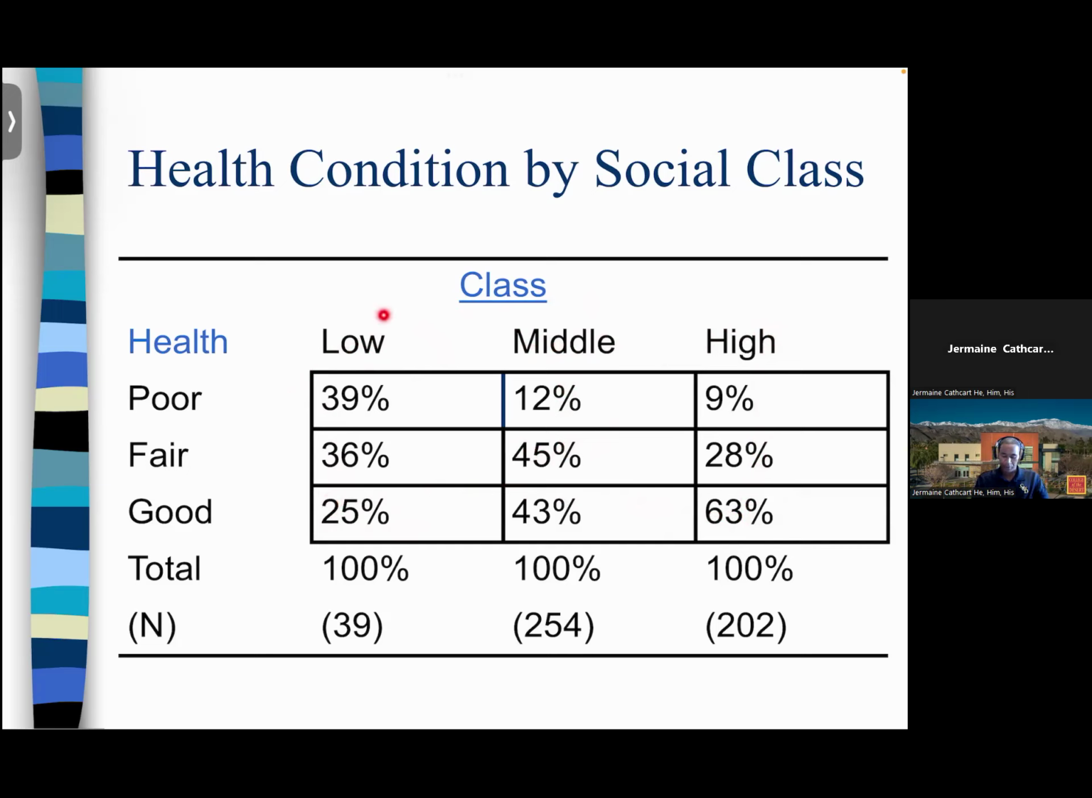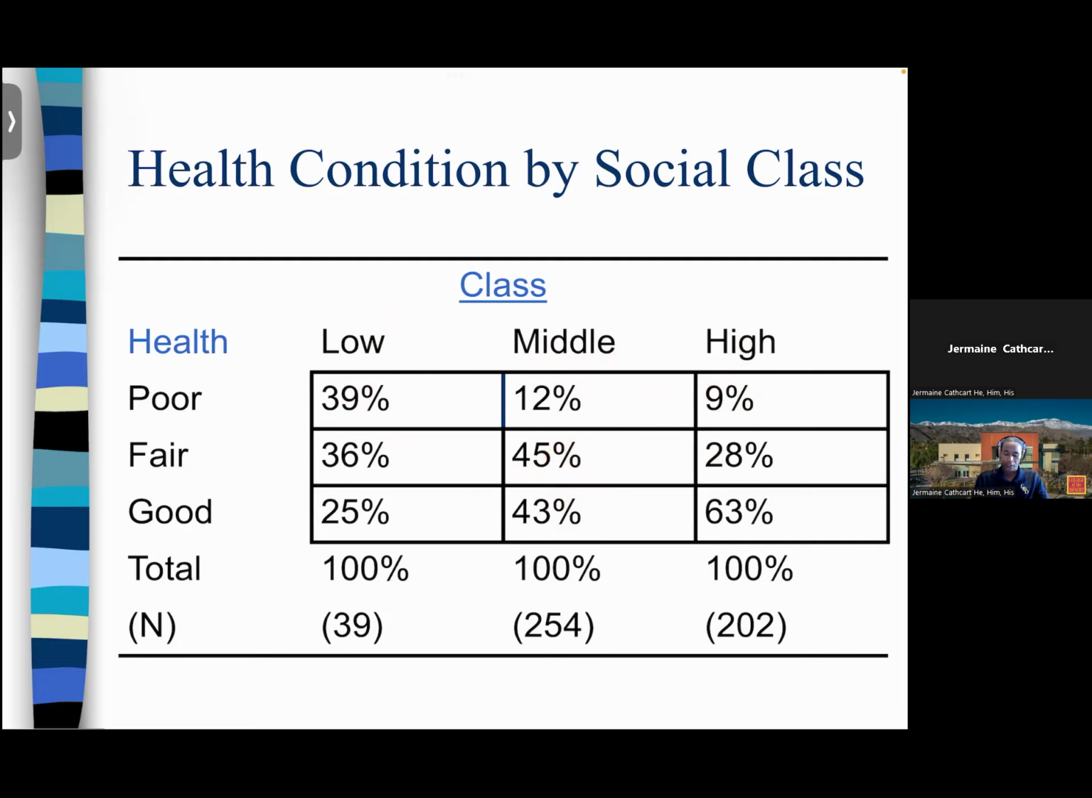Now, if we look at people in the lower class, 39% said they're in poor health versus people in the higher class, only 9% said that they're in poor health, right? That's a 30 percentage point difference. That's a big difference, right? Now, again, you still do see that kind of relationship for people in the middle class. There is a difference between high, middle, and low, right? But as you can see, the percentages are not as extreme when we're getting into the fair and the middle, right?